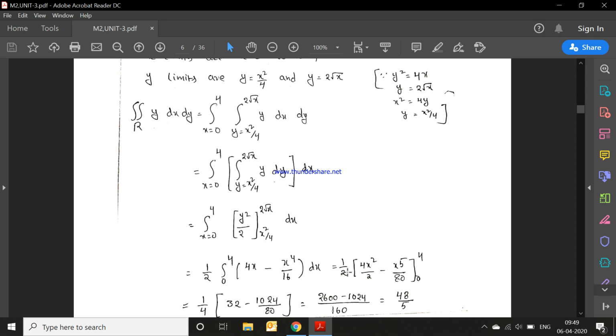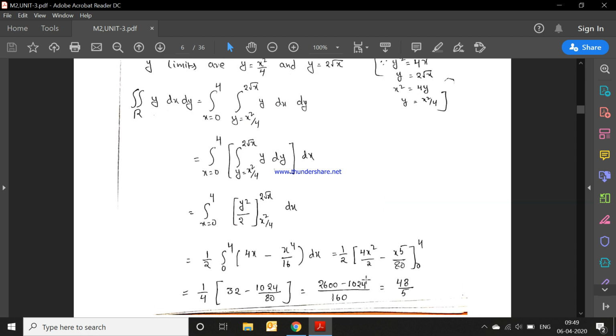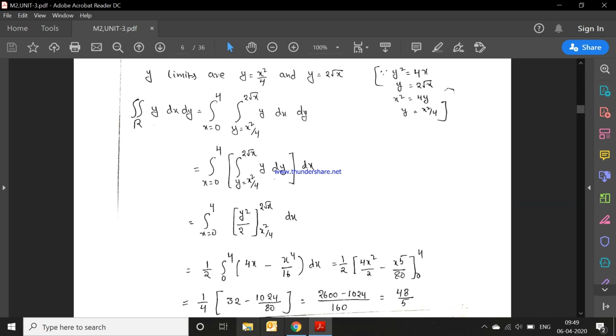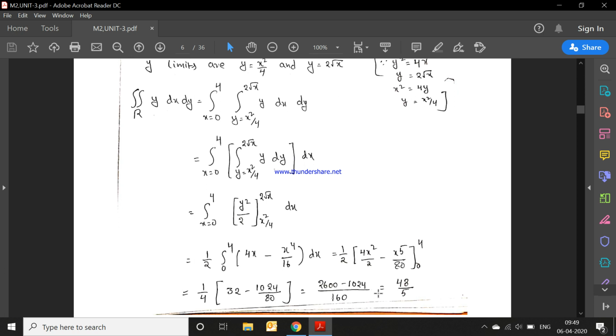Now you can integrate with respect to x. 1 by 2 into 4 into x integration is x square by 2, minus 1 by 16 into x power 4 integration is x power 5 by 5. 16 into 5 is 80. The limits are 0 to 4. Now you can substitute the limits. 1 by 4, here 4 is cancelled by 2, that is 2 into x square. 2 into 4 square value is 32, minus 4 power 5 is 1024 by 80. Then you can simplify. We are getting the solution as 48 by 5.